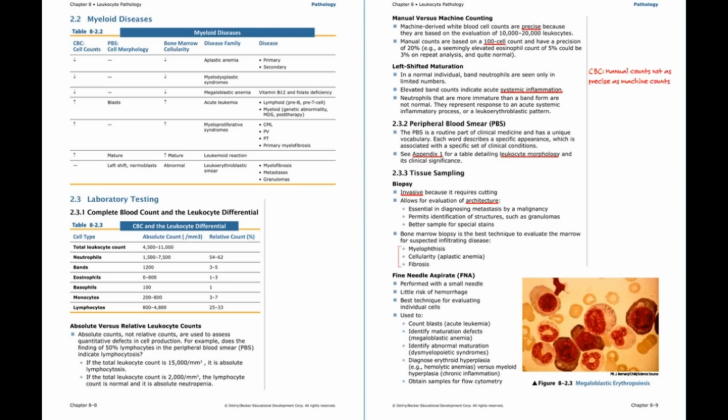Compare that now to the fine needle aspirate, where we're sucking hard at the marrow and fracturing off small grains of marrow, which we can then smear so that we can see individual cells. This has much lower risk of hemorrhage. If it's all you do, you can do it with a smaller needle. And remember, we can use this for counting blasts. Acute leukemia has to have greater than 20% blasts. We can look for maturation defects.